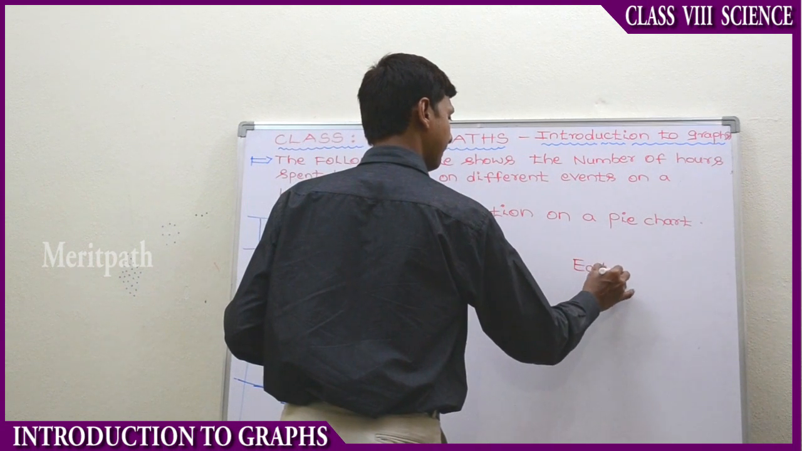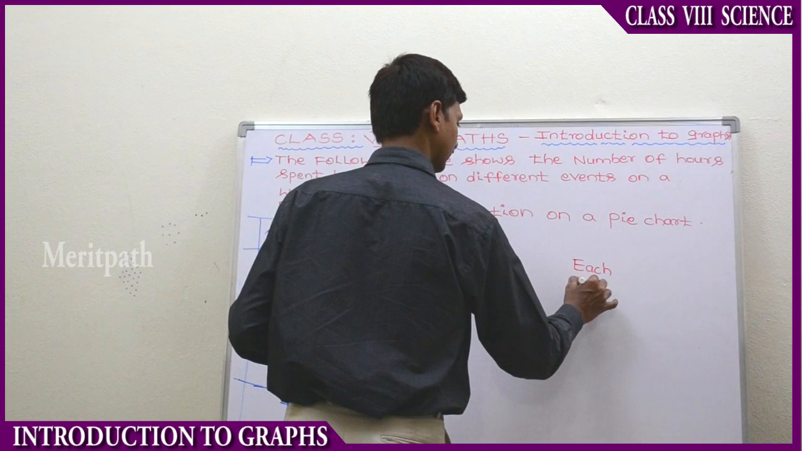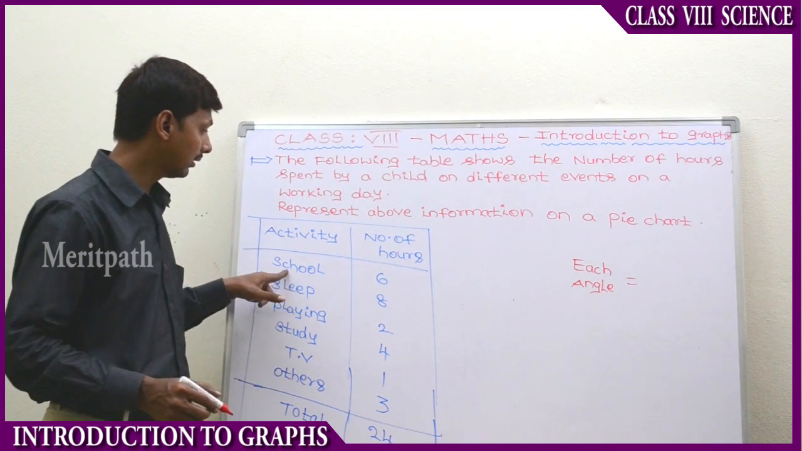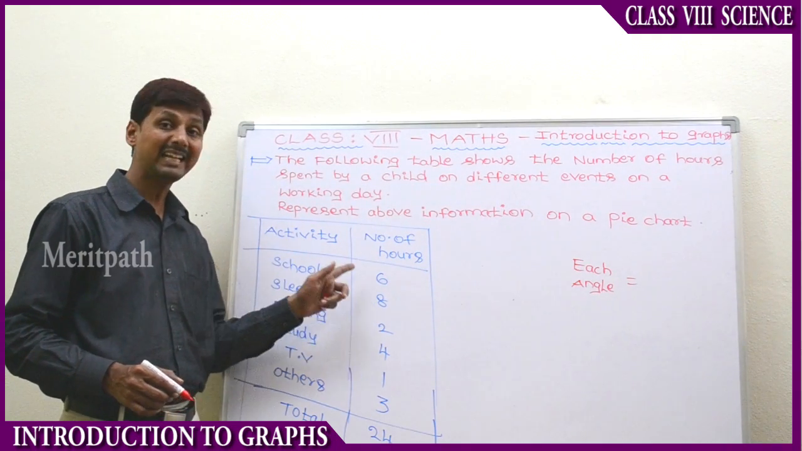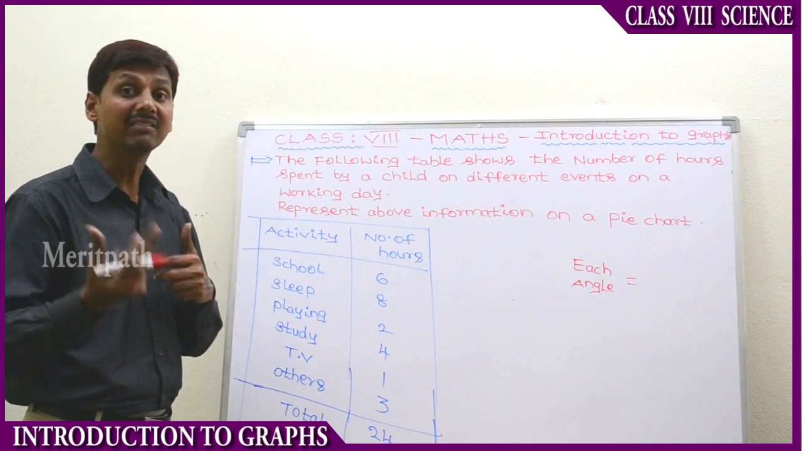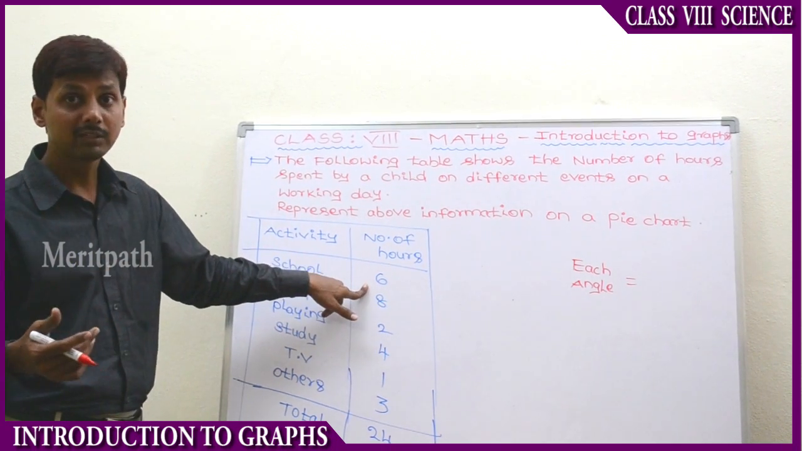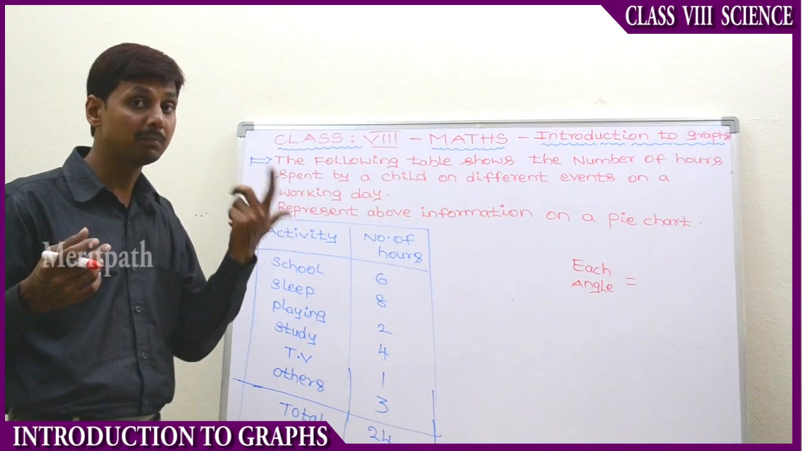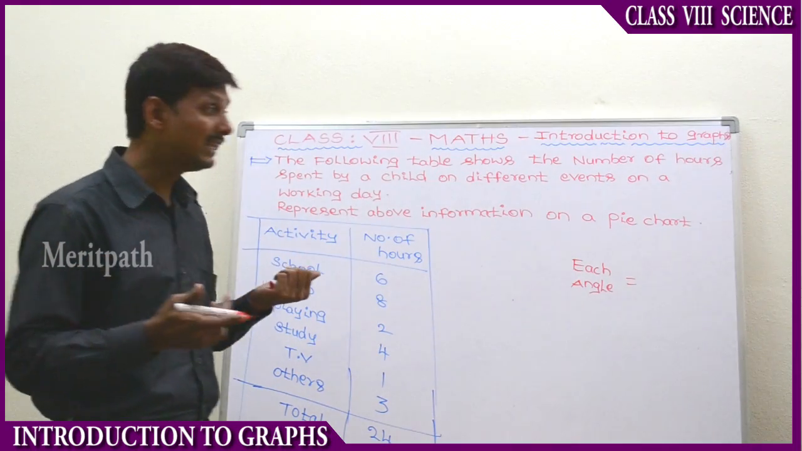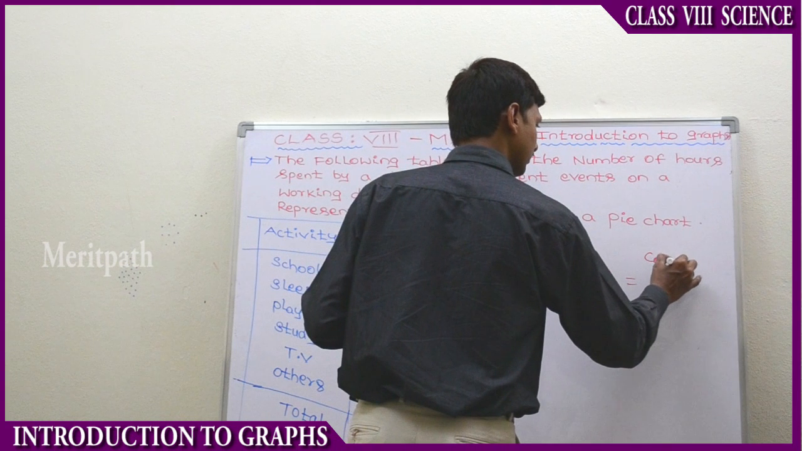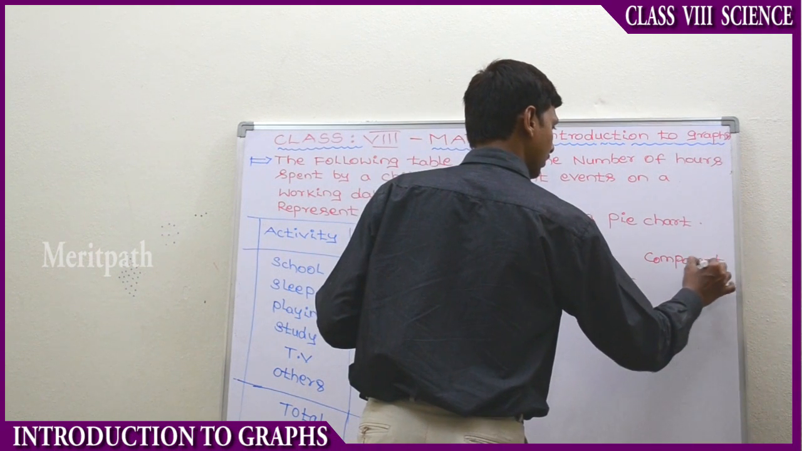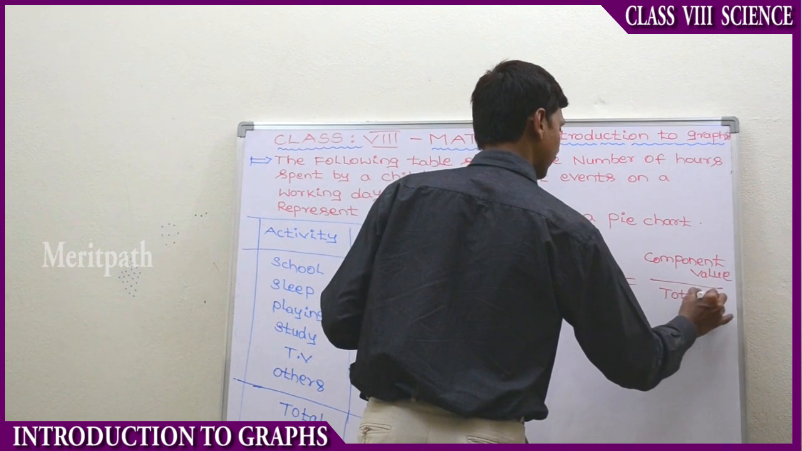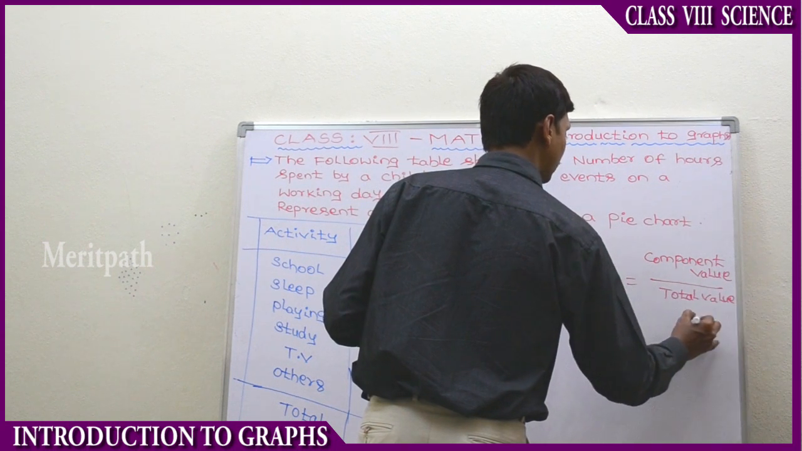Each angle is equal to the angle expected for a particular event. For example, for this activity, which is 6 hours, we need to find how much angle it carries in the pie chart. So each angle is the component value divided by the total value, into 360 degrees.